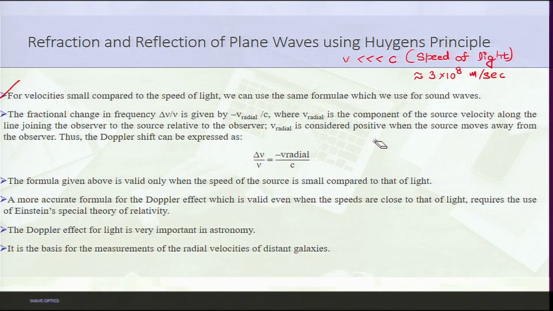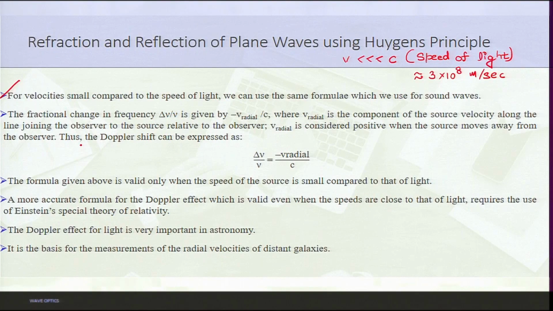So, v radial is the component of the source velocity along the line joining the observer to the source relative to the observer. Relative to the observer is at the velocity of 0. V radial is considered positive when the source moves away from the observer. This is just the sign convention. The sign convention which we are implementing is, when the source moves away from the observer, let this be the observer, let this be the source, then when the source is moving away from the observer, we are assuming that v radial will be positive.